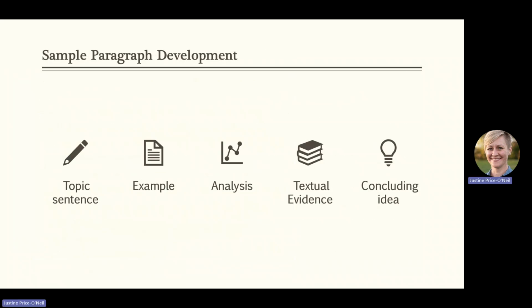So here is a sample format for how you might structure an analysis paragraph using the summary to inform your analysis. So you'd begin with a topic sentence, of course, that states the main point of that paragraph. And then you would give an example to back up that point that you're making in the topic sentence. You'd provide some analysis as well as textual evidence, and then you would have your concluding idea to come back to the main point and wrap it up in relation to what you had just shared.